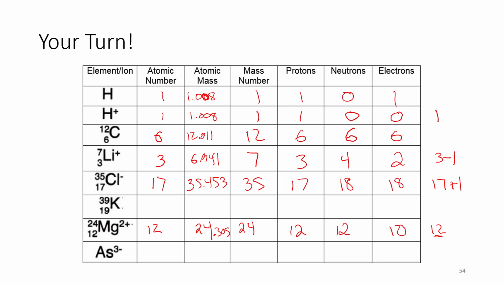The next one's potassium. Potassium has an atomic number of 19. The atomic mass from the periodic table is 39.098. Mass number is this top number here, 39. Protons is going to be equal to the atomic number. Neutrons, you're going to take the mass number minus the atomic number. So we get 20. And there's no charge on here. So the number of protons is going to equal the number of electrons.